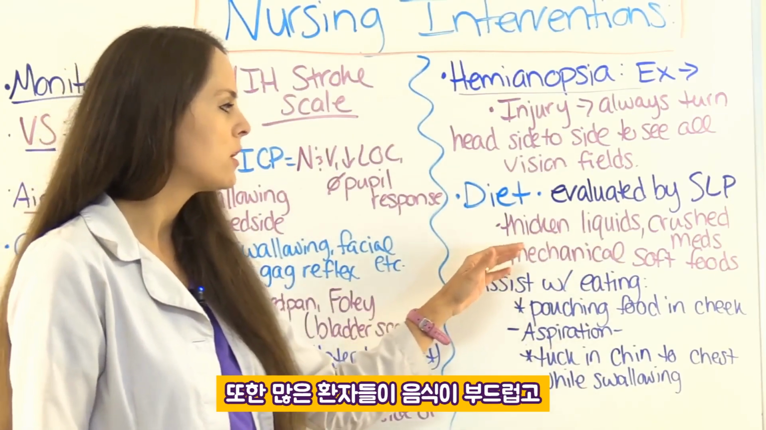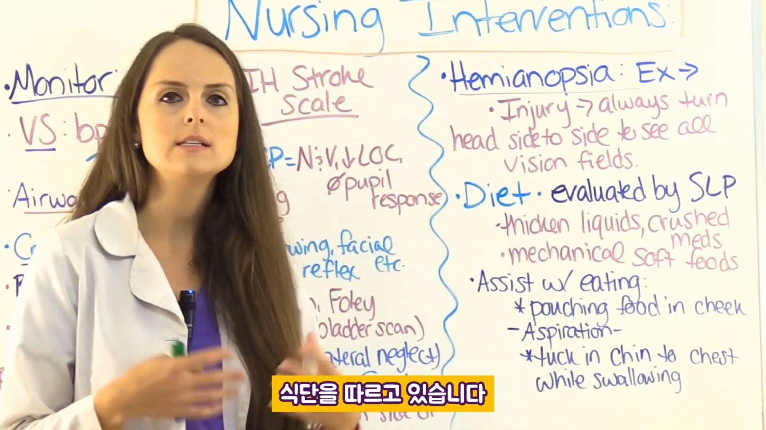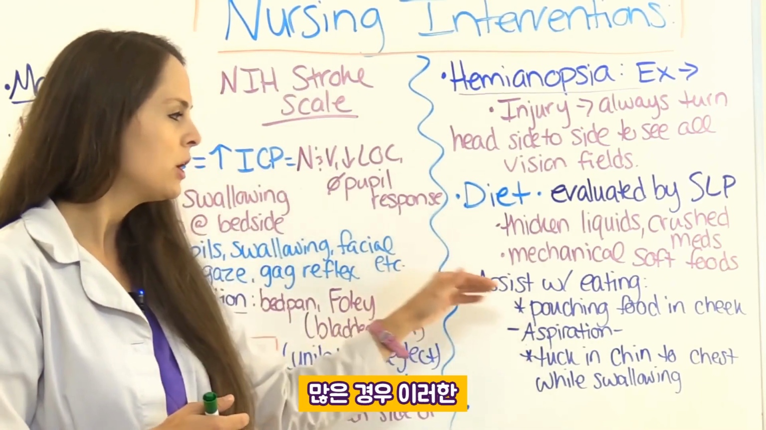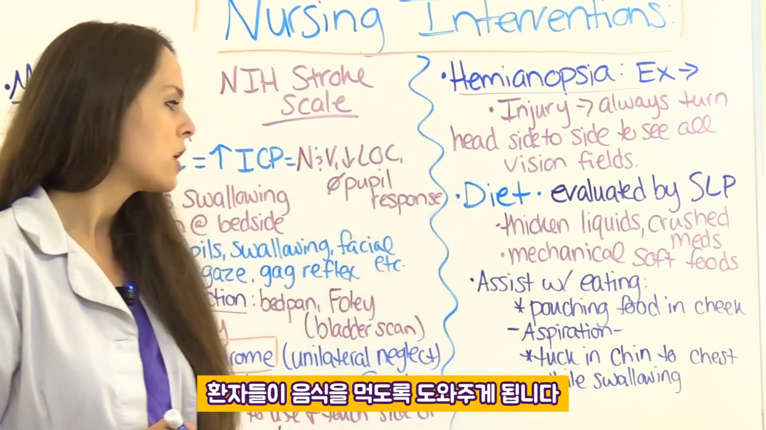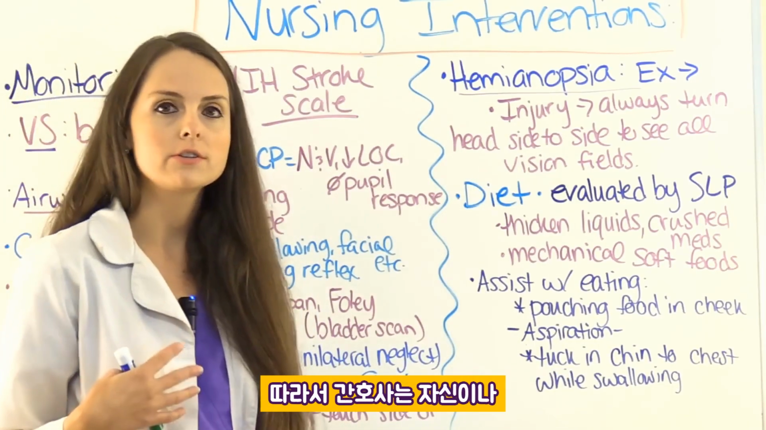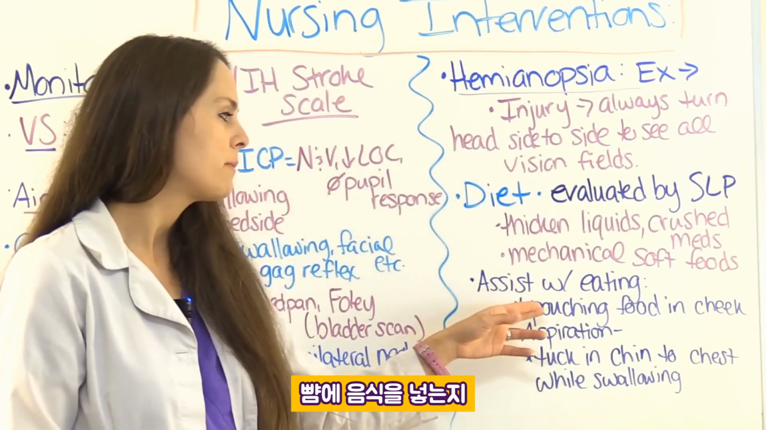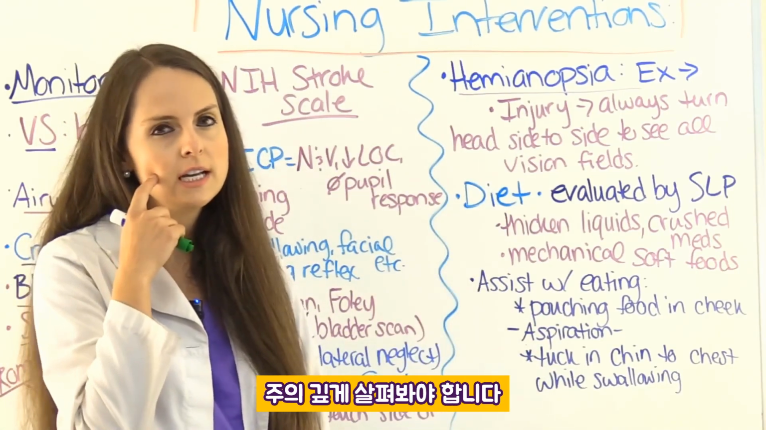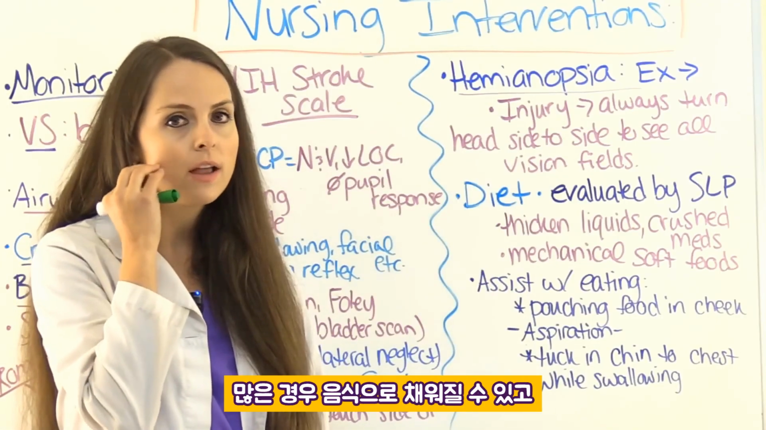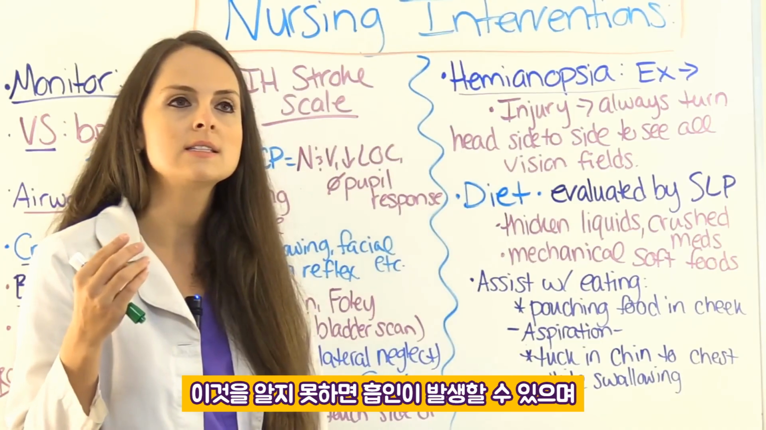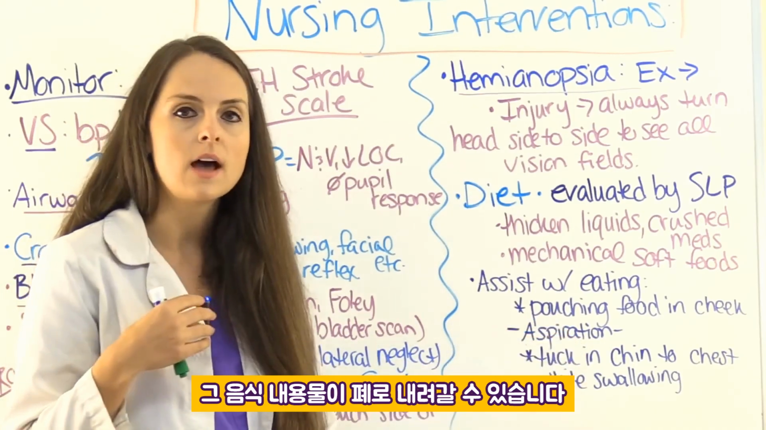Also, a lot of patients are going to follow a mechanical soft diet where the foods are soft, easy to swallow. And a lot of times you're going to be assisting these patients with eating their food. So as the nurse, you want to watch out for yourself or your CNA who may be assisting with this, or the family member, to watch out for the patient pouching food in their cheek on that affected side that's weak, because a lot of times it can just fill up with food, and if you're not aware of this, this can cause aspiration from where that food contents can go down into the lungs.